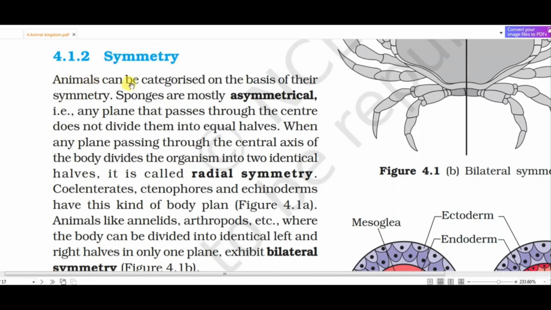Symmetry. Animals can be categorized on the basis of their symmetry. Sponges are mostly asymmetrical. Any plane that passes through the center does not divide them into two equal halves. When any plane passing through the center of the body divides the organism into two identical halves, it is called radial symmetry. Coelenterates, ctenophores and echinoderms have this kind of body plan.